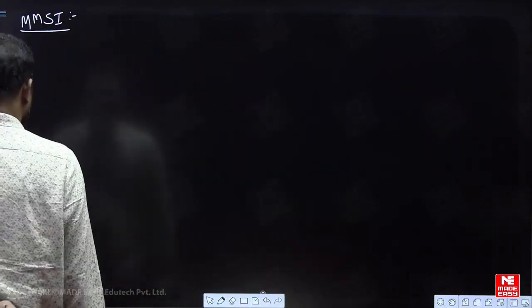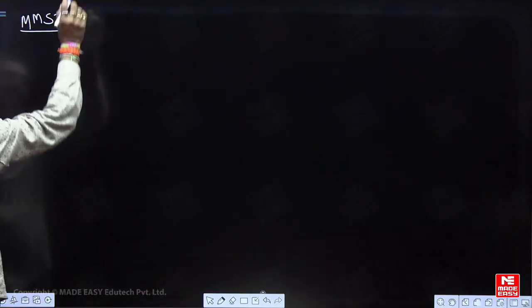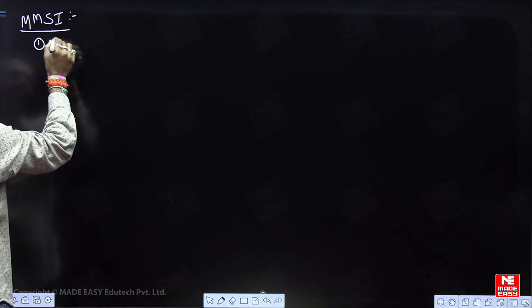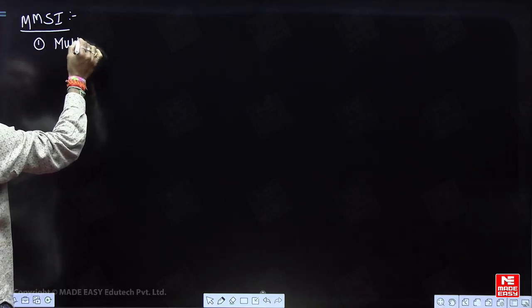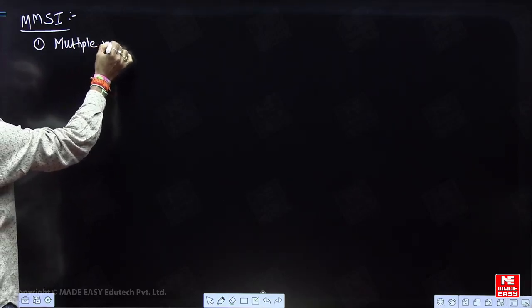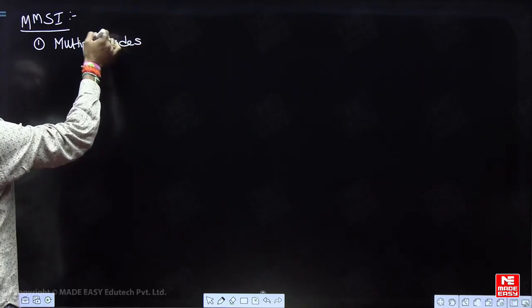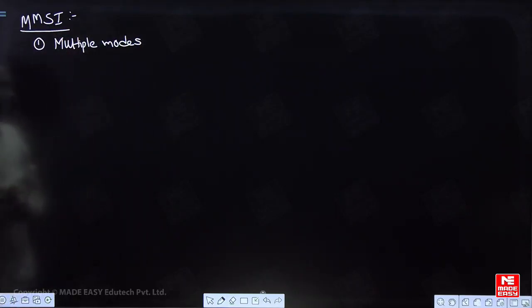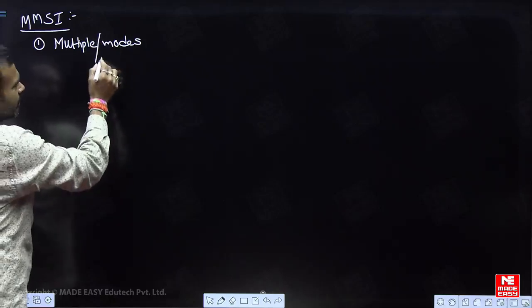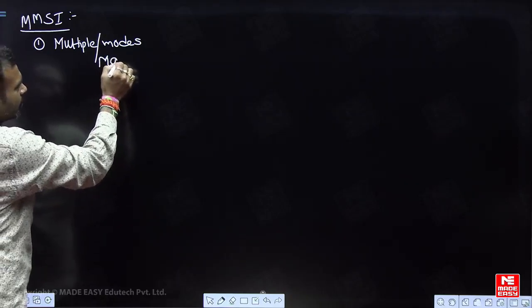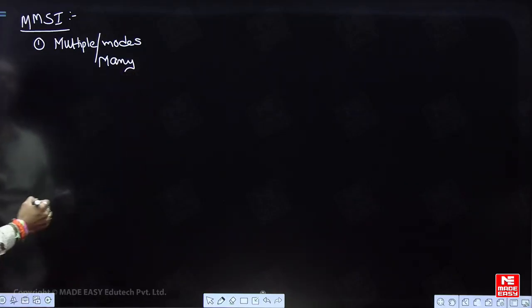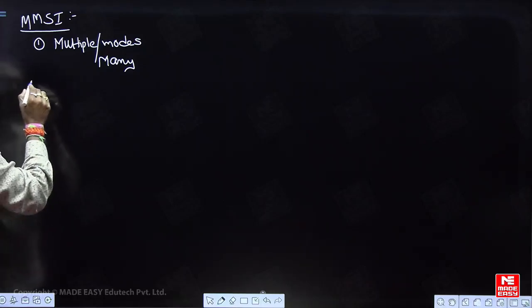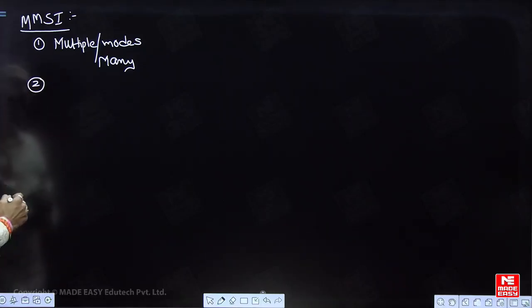So I hope everybody in the class understood this. We are starting with MMSI. So please concentrate on the concept, which is very simple. When we talk about the MMSI fiber, multiple modes are present. We have only a single mode in the SMSI, but here we have multiple modes. Multiple modes are also called many modes. So the next important point, that is the second point, we can see here.